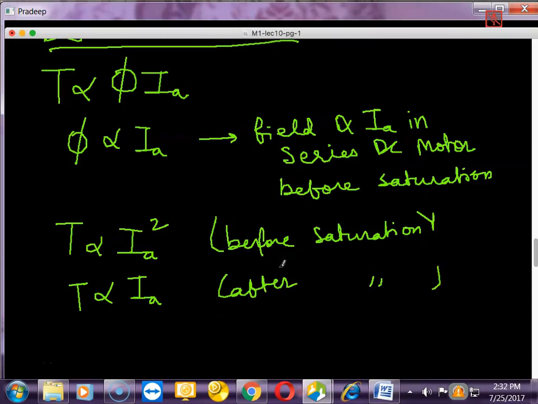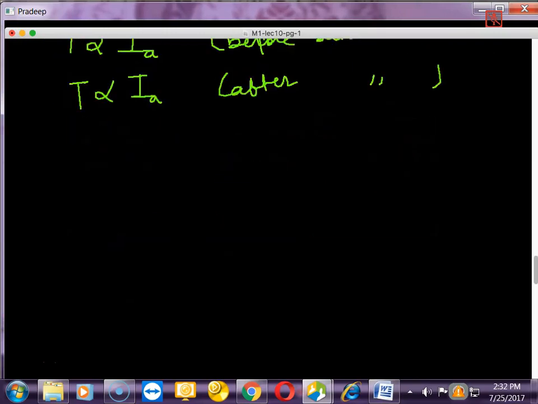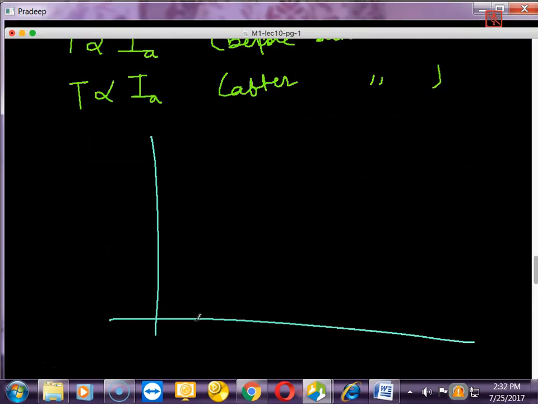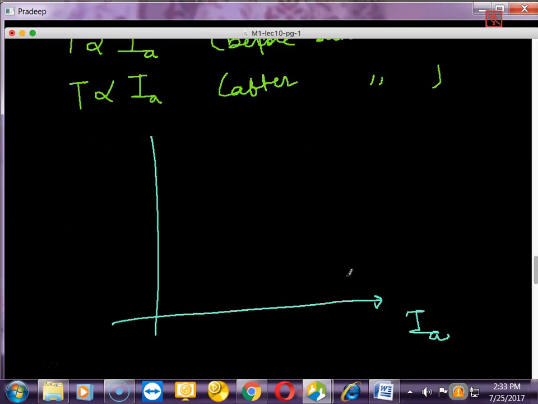Given this information, now I can plot the characteristic. On the x-axis I have Ia, on the y-axis I have the torque. Initially it will be like a square, then it will be like a straight line. So this is the armature current versus torque characteristic of a series motor.